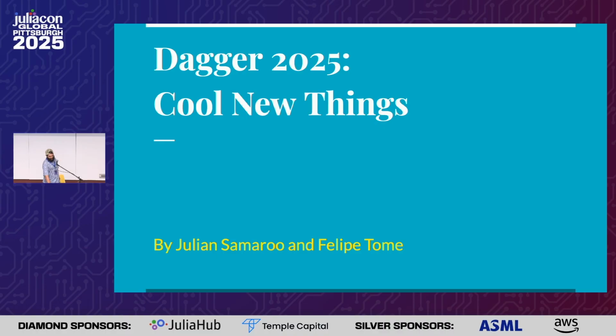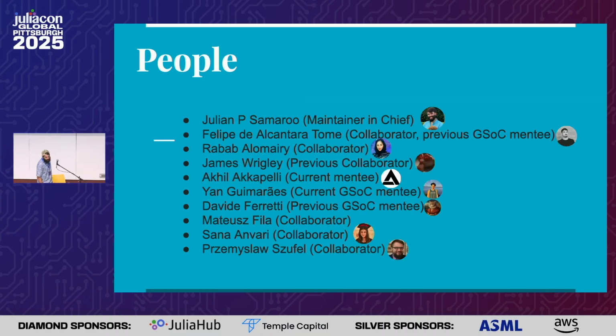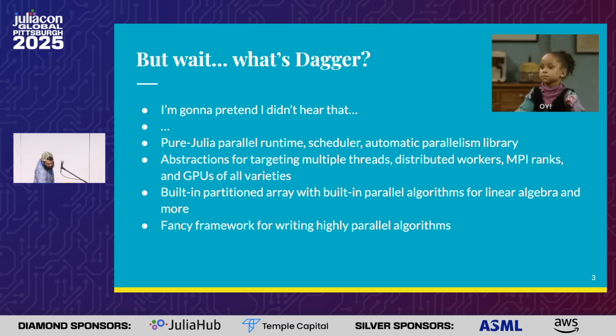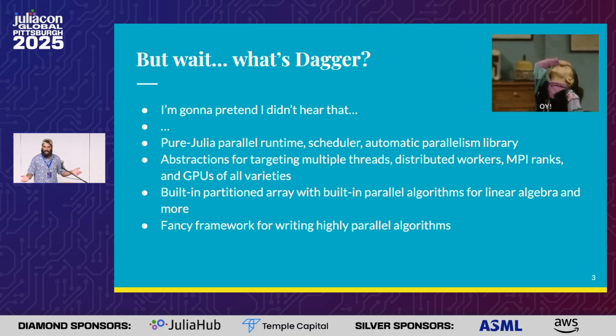All right, so what we're going to talk about in this talk is all the cool new things that we've been developing in Dagger over the past year since JuliaCon 2024. So we've been putting together a lot of stuff, but we should acknowledge the people who've actually helped make this happen. Myself and Felipe, as well as the many people on this list and some not mentioned. You'll see their icons here. They will be listed on the slides in the top right corner for when someone contributed a certain feature or helped push something through.